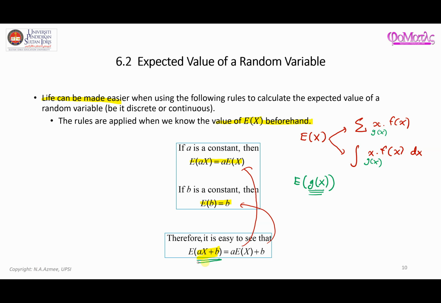Actually, this is a function of X. It is just a linear function. But because this is a linear function and we have learned that the results are as such, we don't have to go through this process, because there is an easy way to find the expected value of aX plus b. Here is a linear function of X, and the result is given by this formula. So basically, that's the idea.